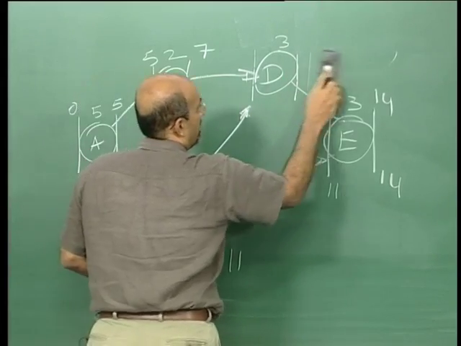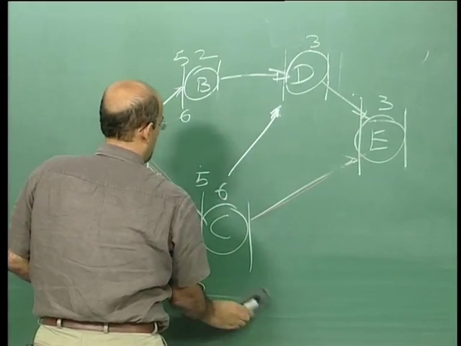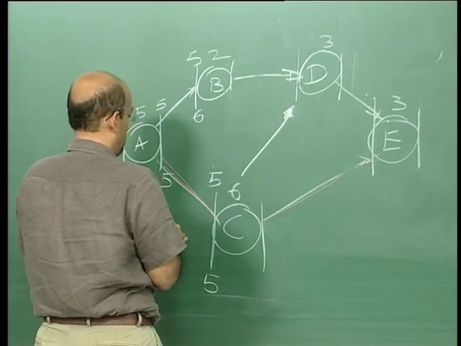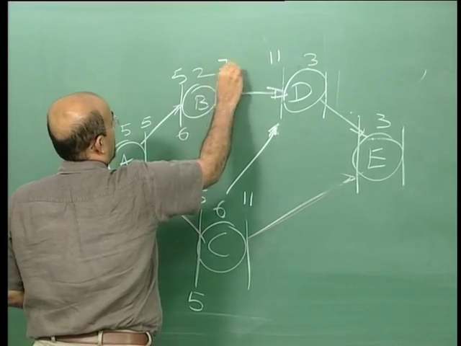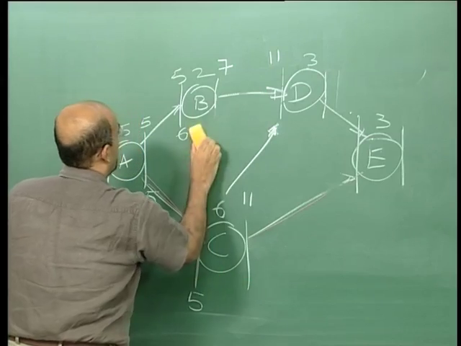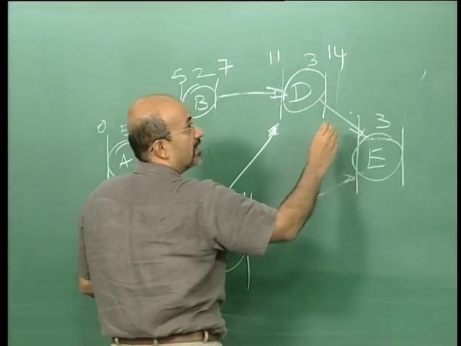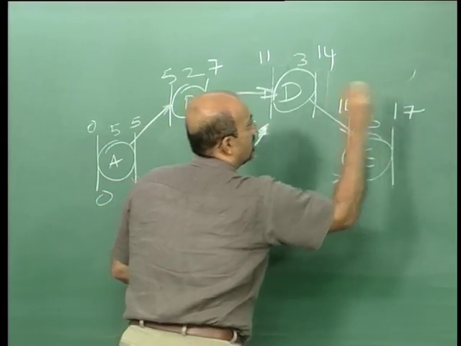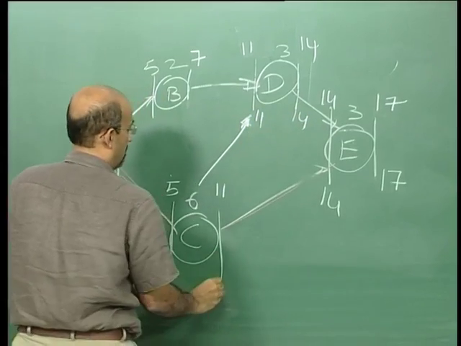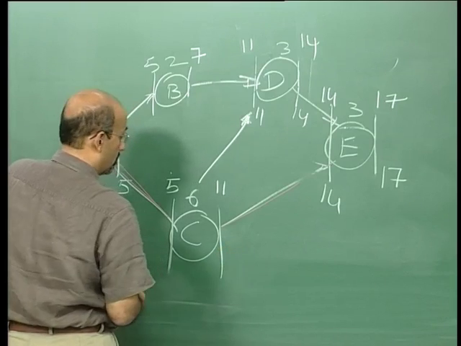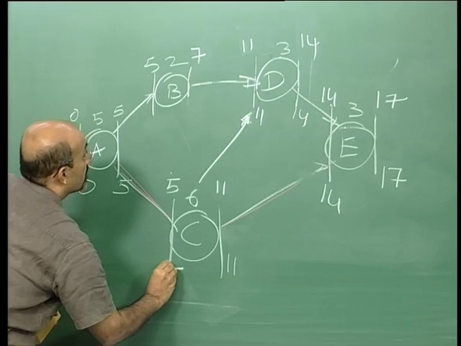So I'll rework my times. 5 to 6, this goes to 11. Now I have here 11 going to 7, so this goes to 14. Here I have 14 and 11, so 14 plus 3 goes to 17. Actually this should go to 14, 11, sorry, 11, 5, right.